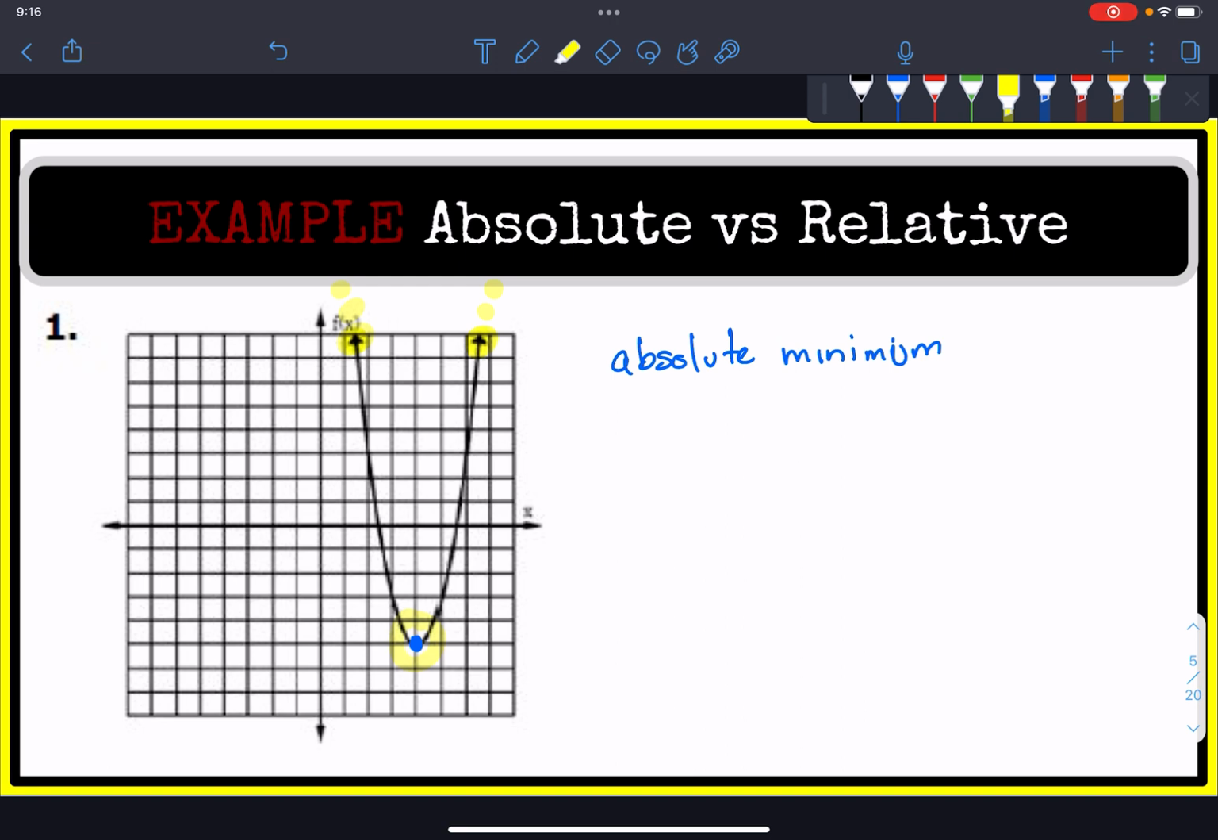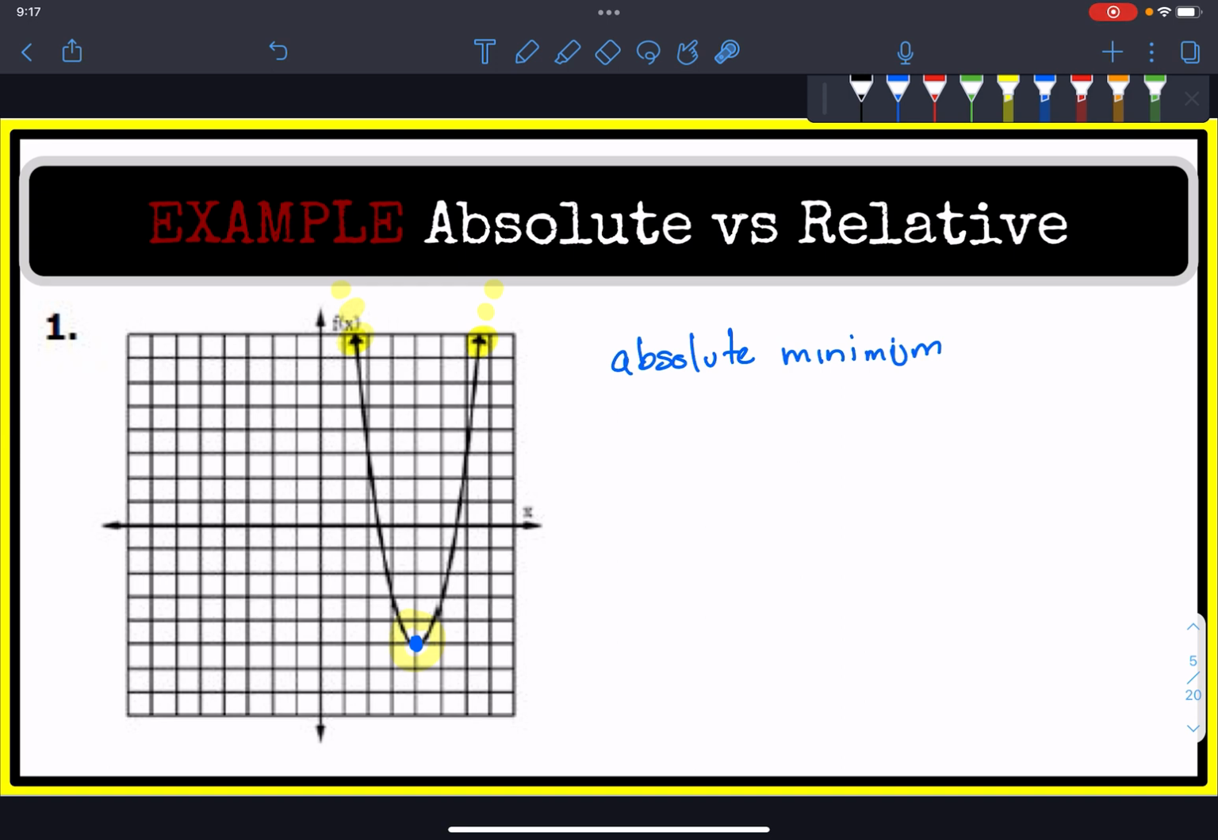Now remember, in order to have the maximums or minimums, there has to be a change in direction. The graph has to change direction, so we have to have a critical point. And in this situation, we only have this one critical point because from left to right, the graph is decreasing and then increasing. So there's only one critical point there.